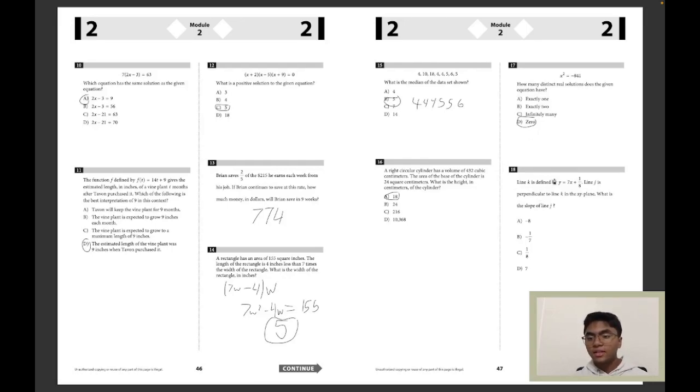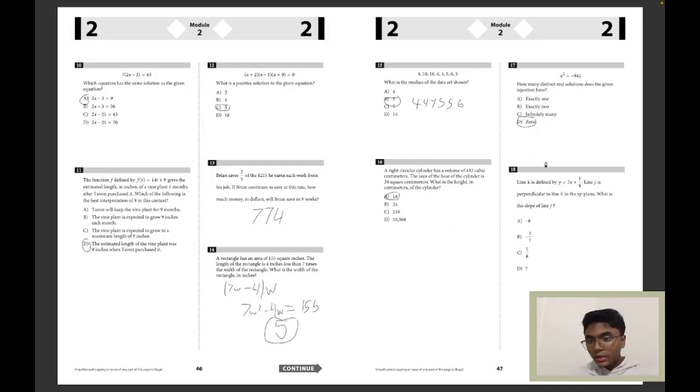Line K is defined by 7x plus 1 over 8. Line J is perpendicular to that. What is the slope of line J? So whenever you have perpendicular lines, that means that the slope of line J is going to be the negative reciprocal of the slope of line K. Negative reciprocal means that I do negative and then 1 over it.